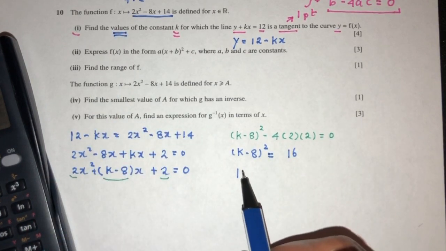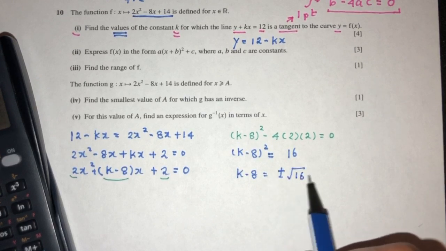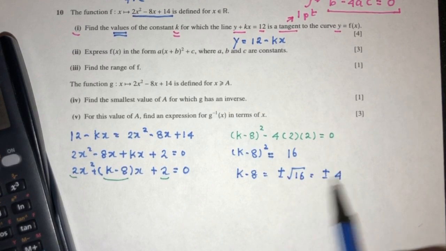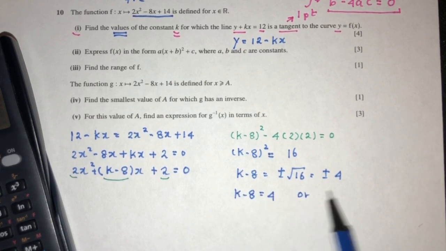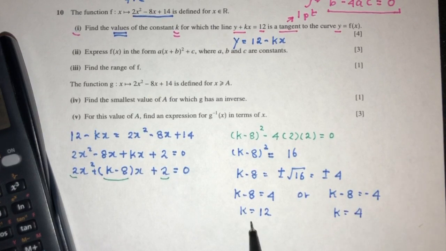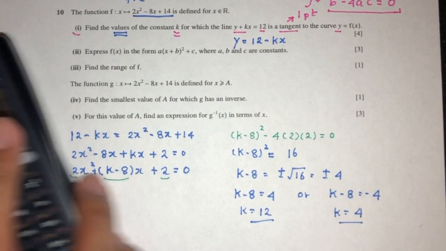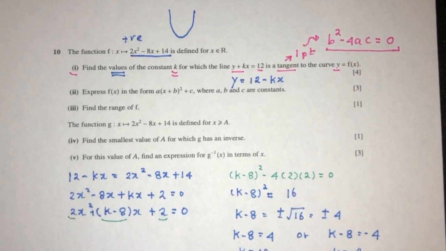So we have two values. k minus 8 should be plus minus root of 16, which is plus minus 4. k minus 8 can be 4, or k minus 8 can be minus 4. So k should be 12, and k should be the value of 4. So these are the two possible values of k for which it is a tangent to the curve. That is part 1.